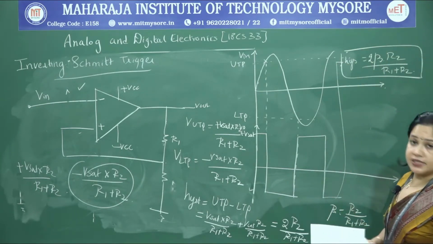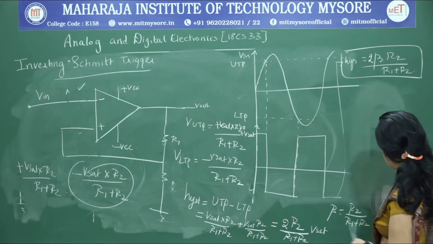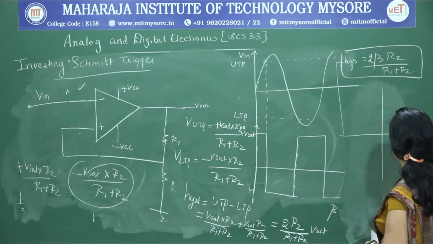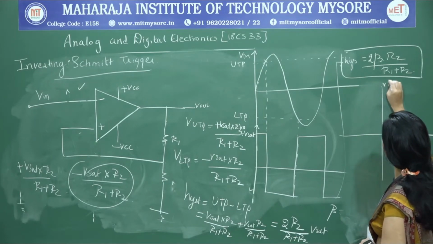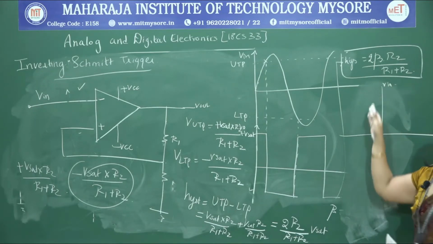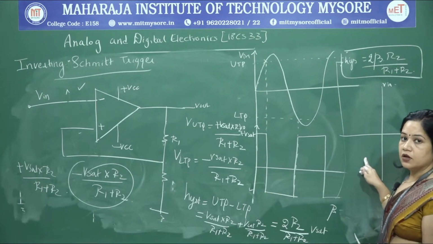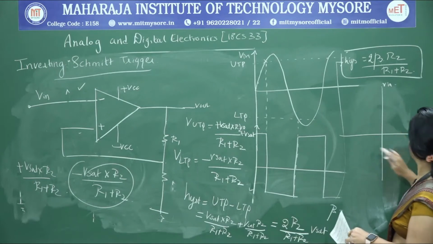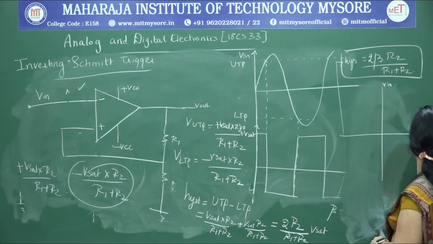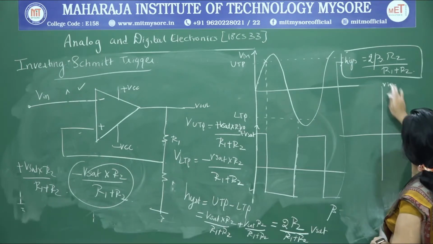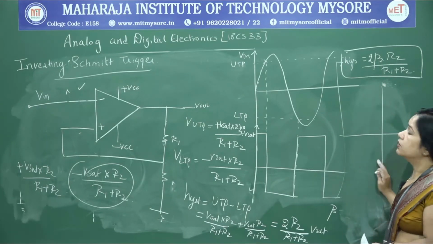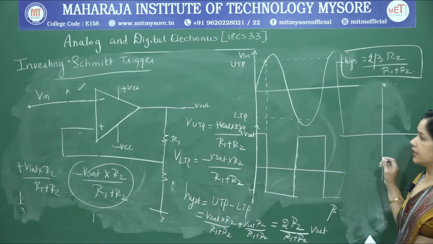Now, we will see the hysteresis curve. Your hysteresis curve looks something like this. I will write V naught along the y axis and V in along the x axis.